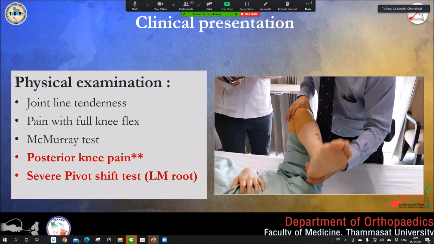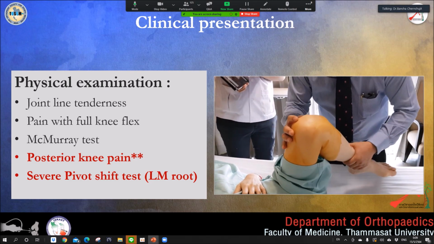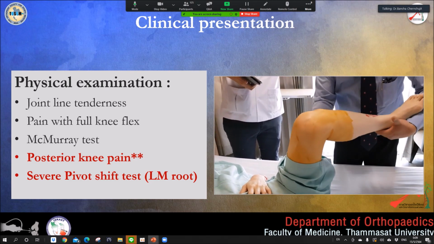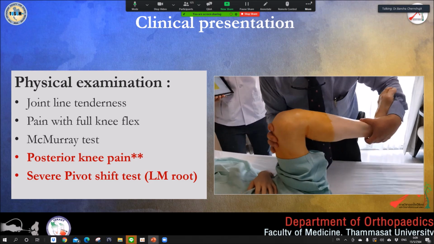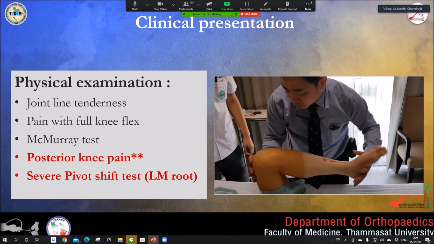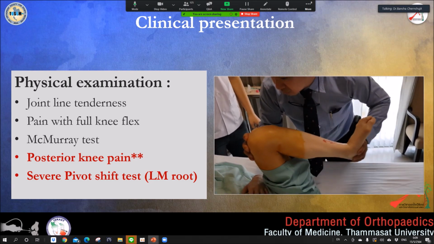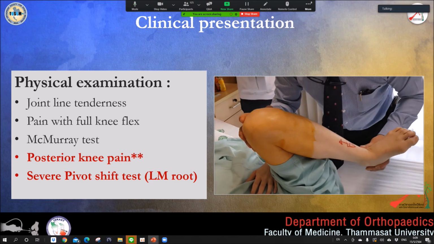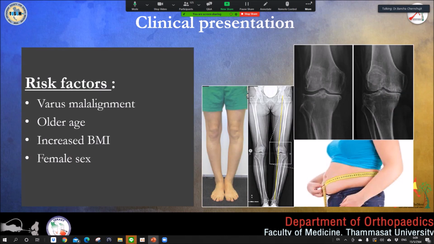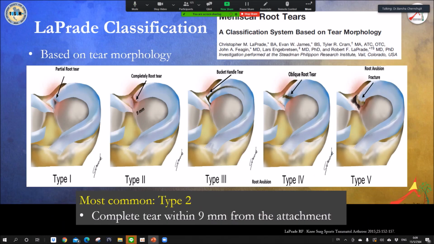From the examination, the patient may have joint line tenderness, pain on deep flexion, and a positive McMurray test. For the lateral meniscus root, the patient may have a severe positive pivot shift and pain on deep flexion. The risk factors for a root tear are malalignment, especially varus malalignment, older age, increased BMI, and female sex. These are the clinical risk factors.